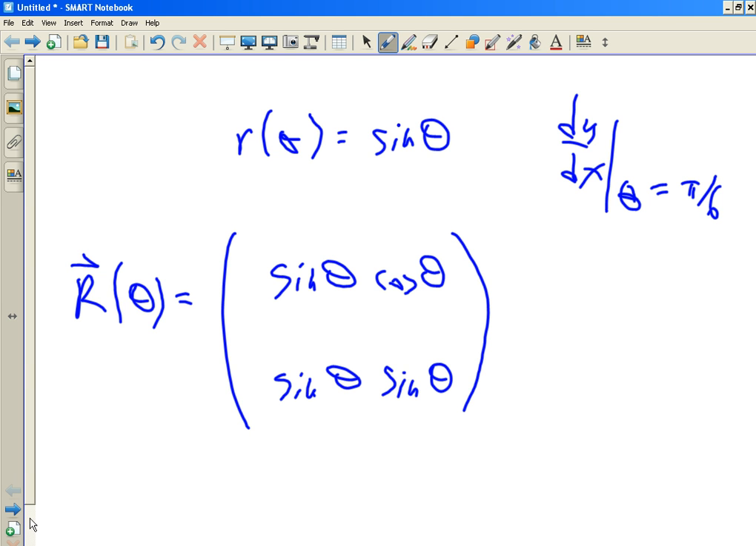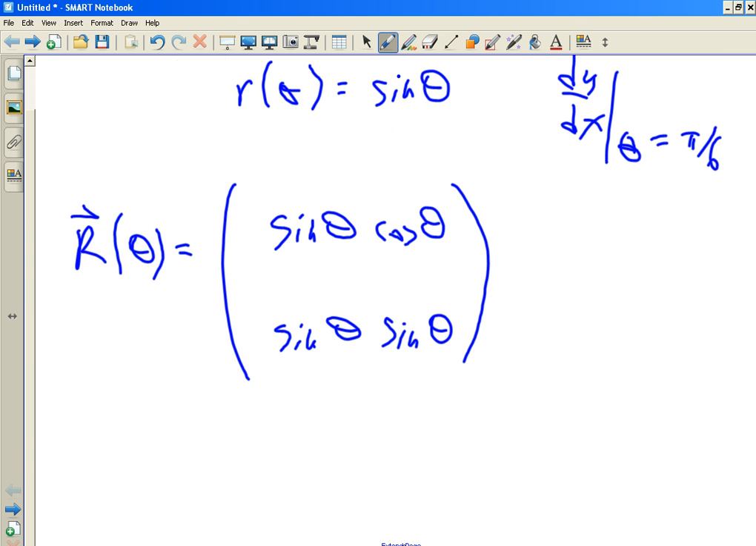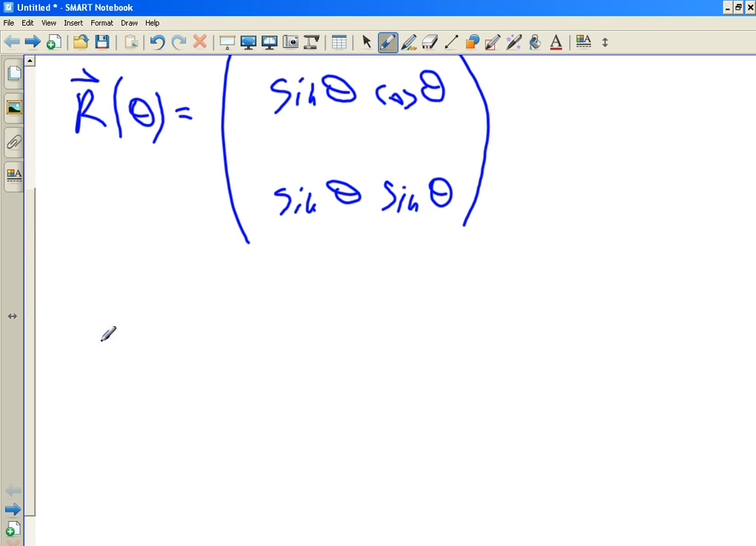Okay. Now, to get dy dx, not only do I need y of theta and x of theta, what else do I need? Dx d theta and dy d theta, because how are you going to get this? Dy dx is really dy d theta divided by dx d theta. Okay, let's do it. So we're basically going to find the velocity vector. All right. There's a lot of ways you could write this.